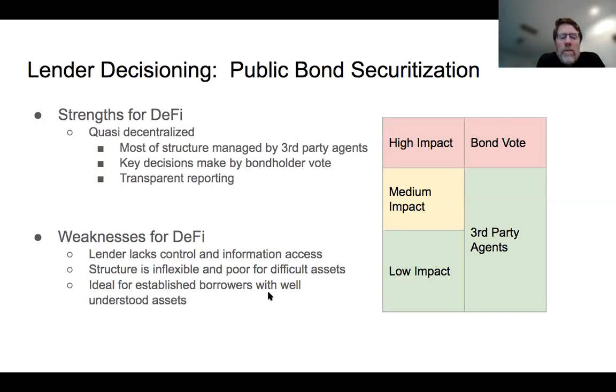It is ideal for well-established borrowers whose asset performance is well understood. You know exactly what you're getting. If it's a $1 billion Ford Motor Credit deal, well, Ford's been doing auto loans for 50 years. You know what the performance is going to look like. The chances of this thing needing key votes for Ford Motor Credit is very small. That's an ideal thing to do. For small unknown lenders, startup lenders or borrowers, it's very, very poorly designed for that.